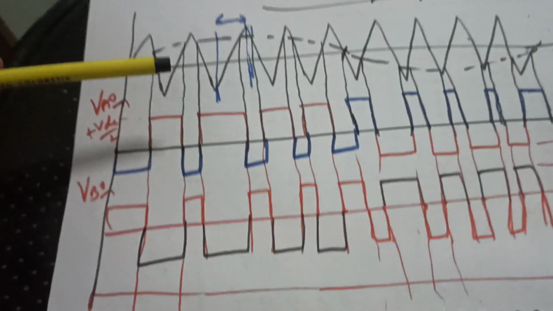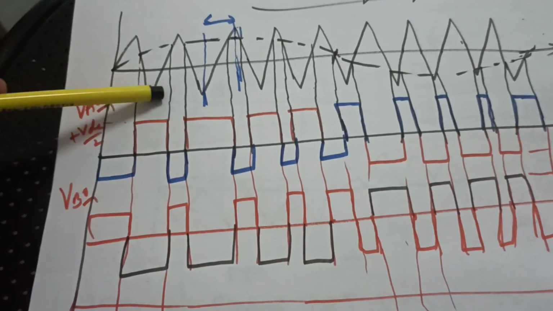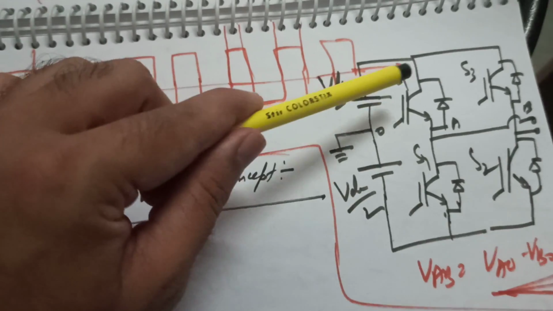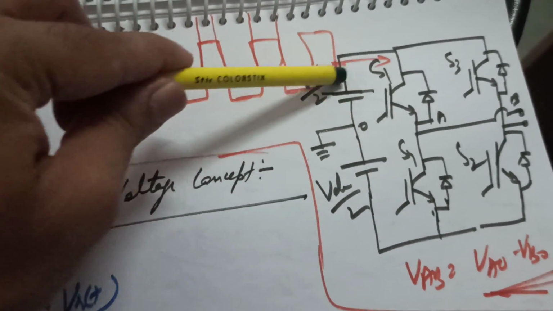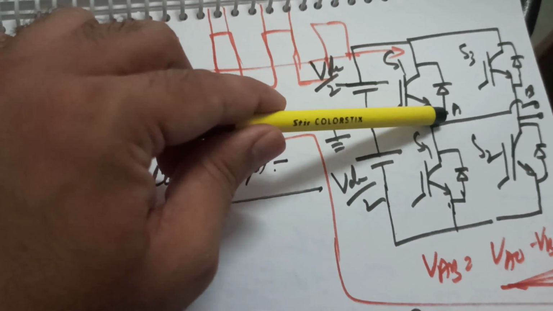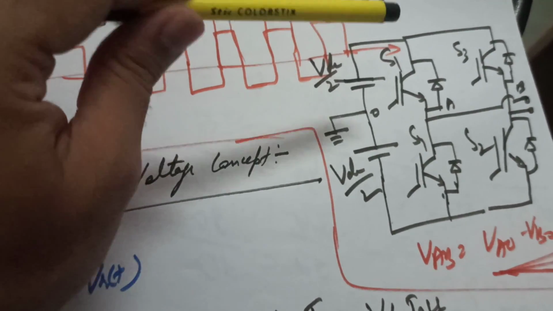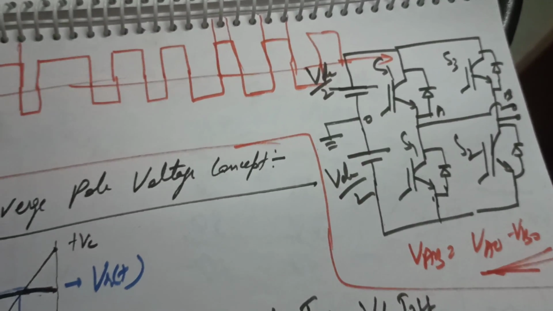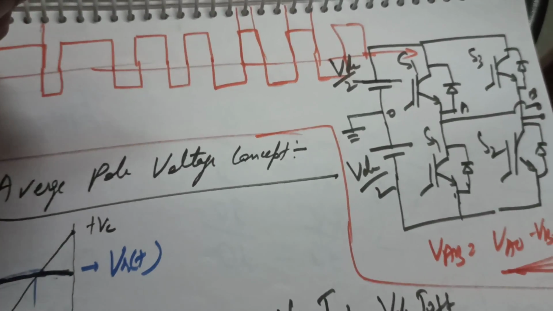So let's have a look at the pole voltages. When this sinusoid is greater than the carrier wave, S1 and S2 are fired. So VA gets directly connected to the positive terminal, and the voltage at the VA terminal is VDC by 2. Clear? Is it clear or not? Because just by observing the switches, we are going to comment on the output voltage and what its waveform should be.